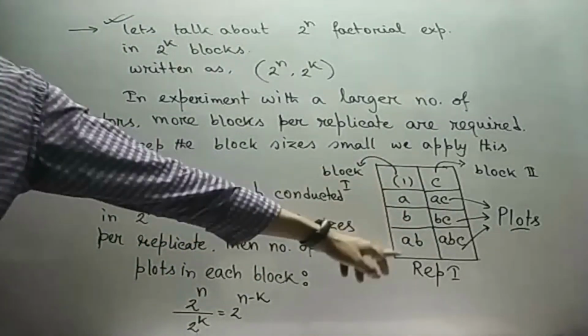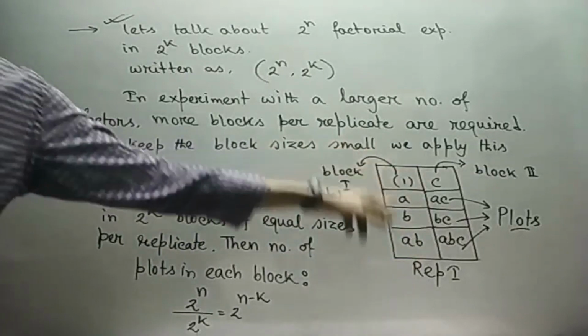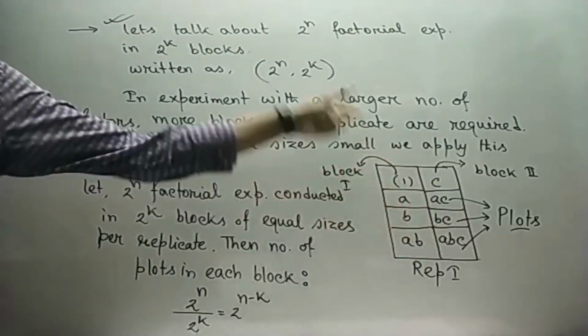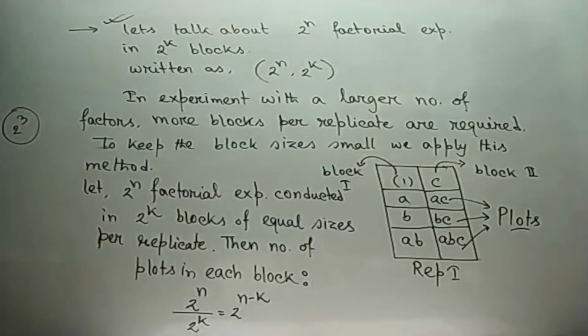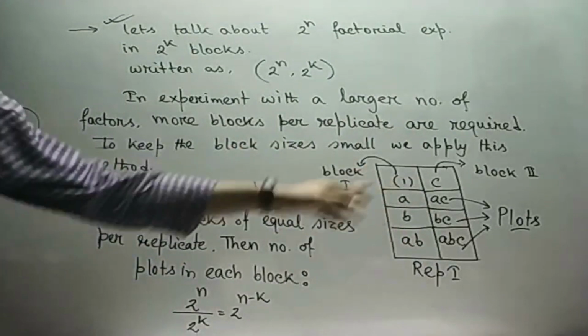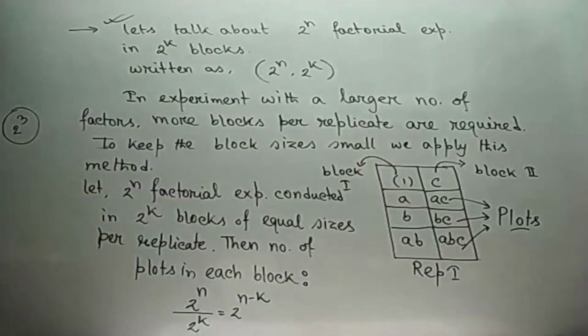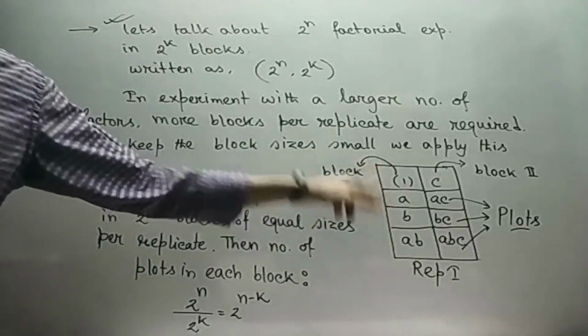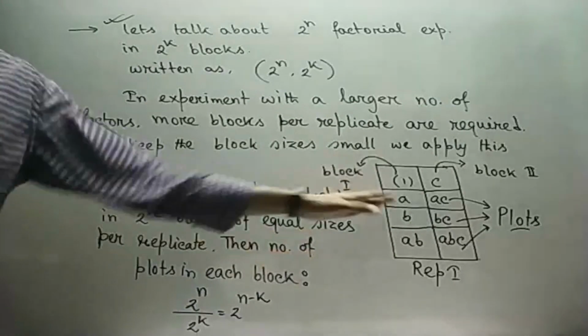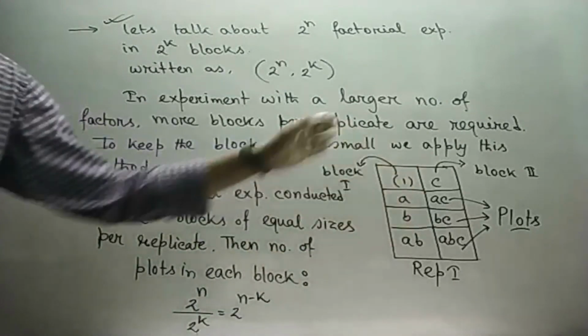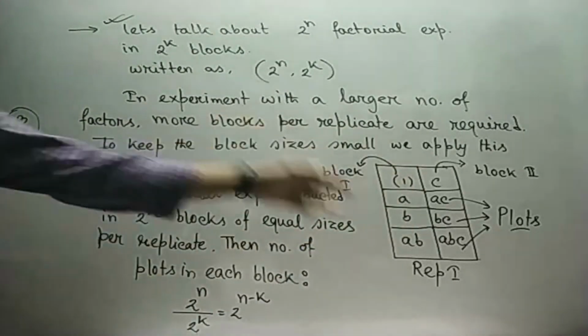These are all the possible treatment combinations, but they are not all in a single block. Okay, so in block 1 we have half of the portion, and in block 2 we have the other half. That's why we call these blocks incomplete blocks, not complete blocks. If this one were a complete block, then it would constitute all the treatment combinations like a, b, ab, ac, bc, and everything. So that's why it is an incomplete block.